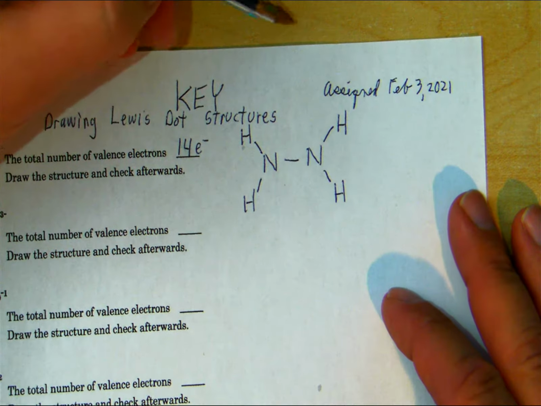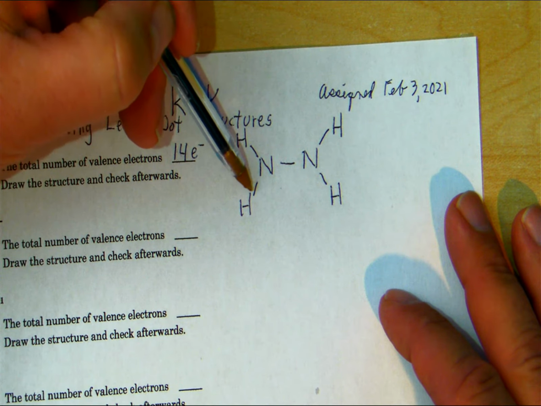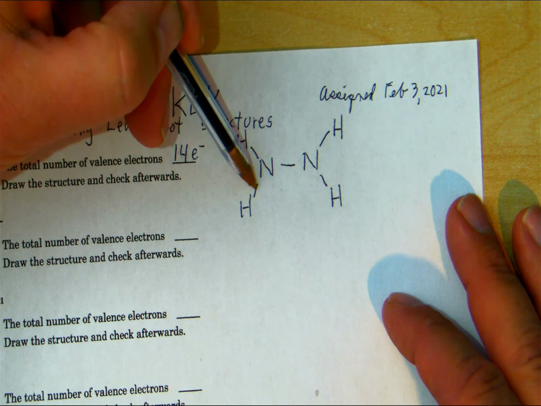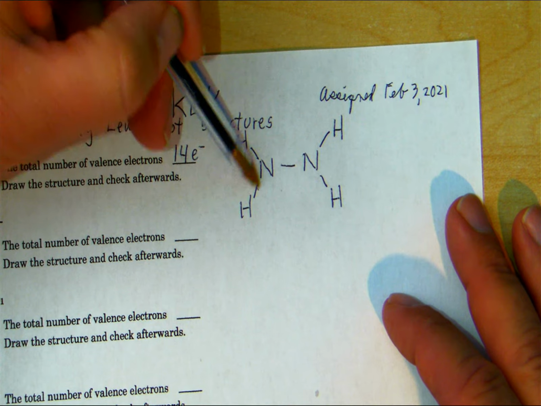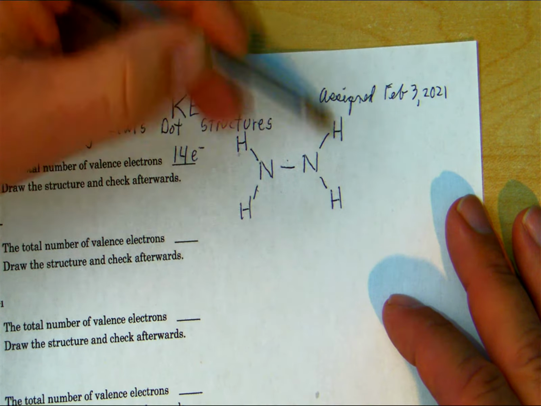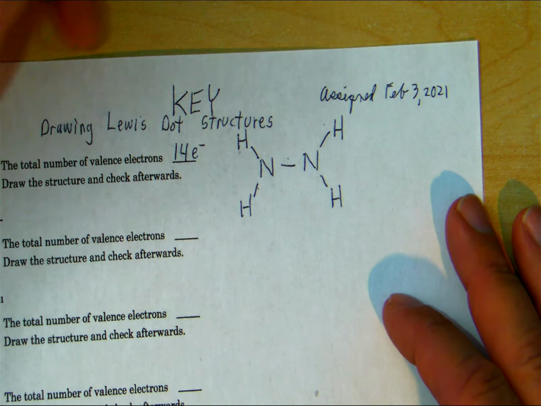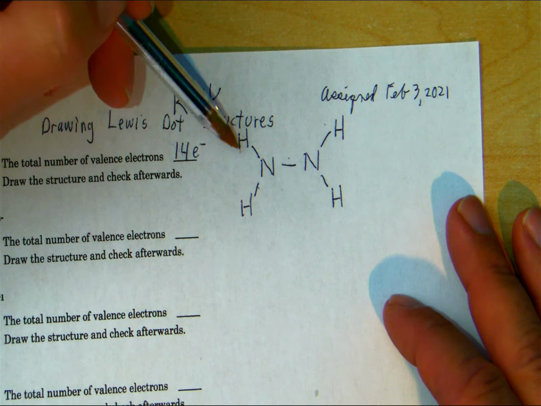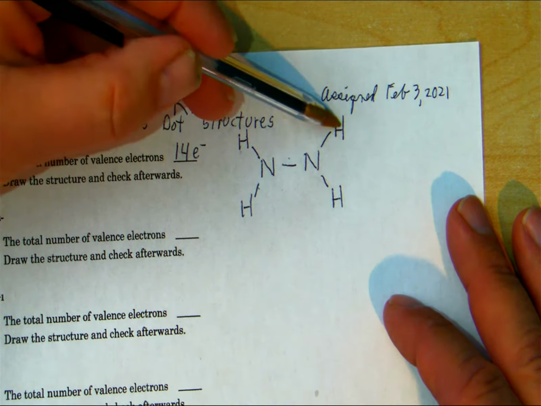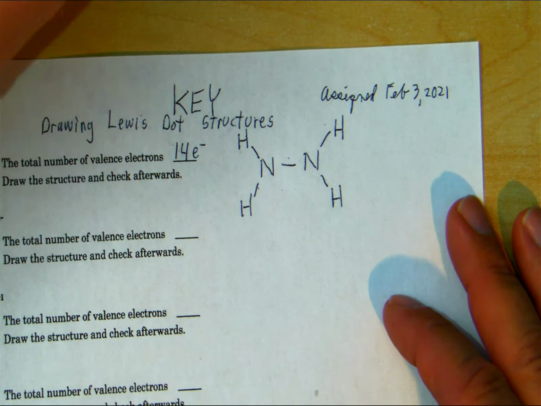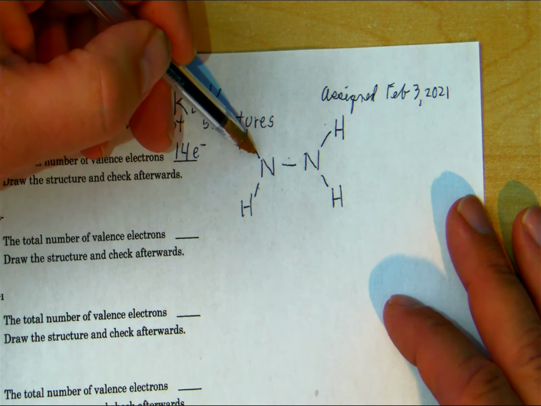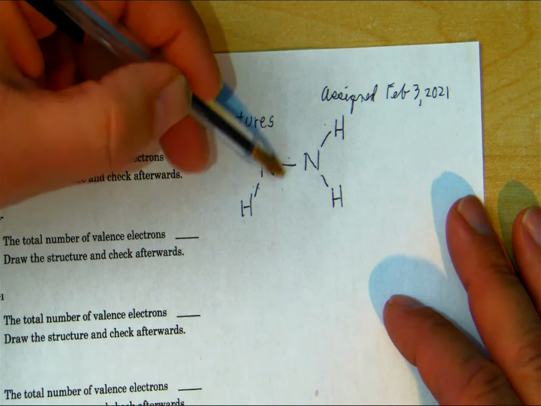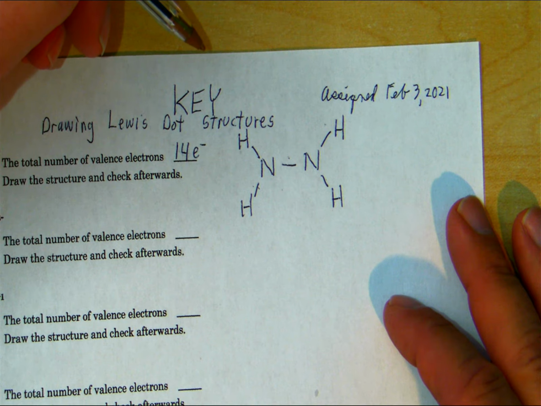So how many electrons have I just used up? Each dash represents 2 shared electrons. So 2, 4, 6, 8, 10. I've used up 10 of my electrons. That means I have 4 electrons left over to distribute somewhere. The hydrogens are happy. They have the 2 that they care for, and that's it. As for the nitrogens, 2, 4, 6, each nitrogen only has 6 electrons.